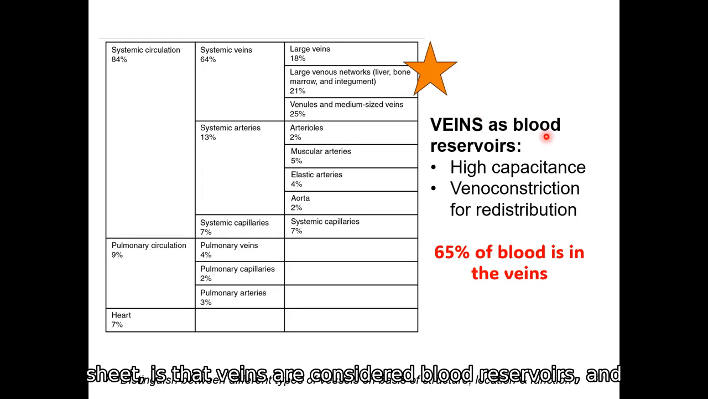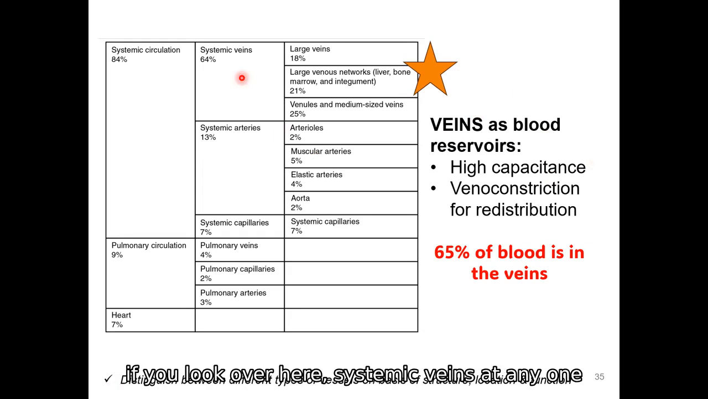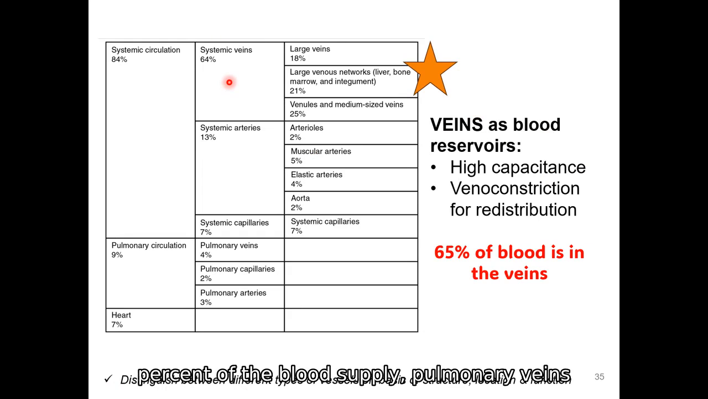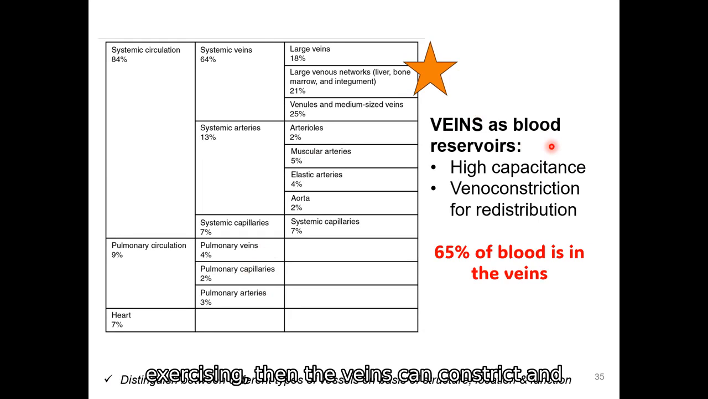All right, the other thing, if you notice on your sheet, is that veins are considered blood reservoirs. And they have high capacitance, which just means there's a lot of them and they can have a high capacity for holding volume. That's really all they're trying to say. So if you look over here, systemic veins at any one time are going to have 64% of the blood supply. Pulmonary veins also have more than other types of vessels. So when somebody needs an increase in cardiac output, like when they are exercising, the veins can constrict and add more blood into circulation.